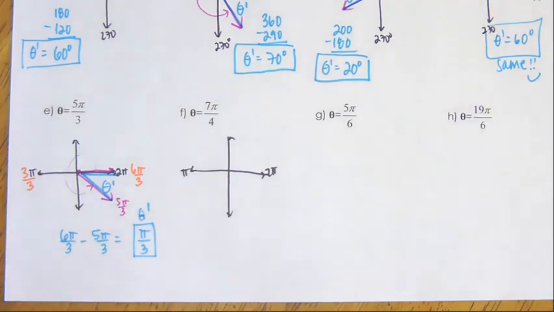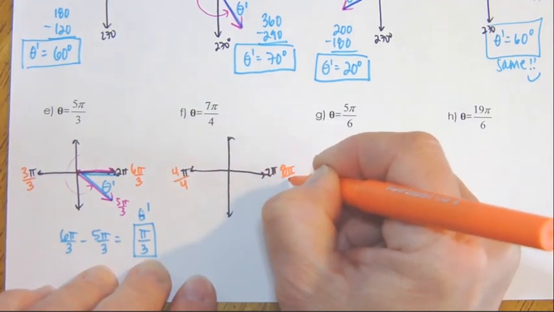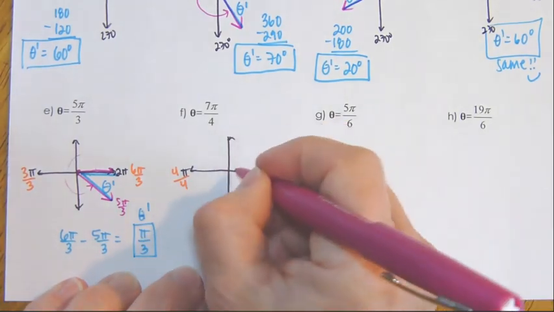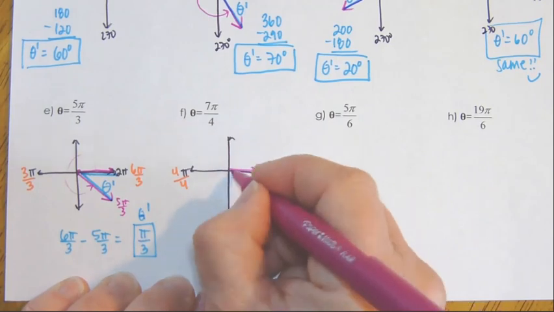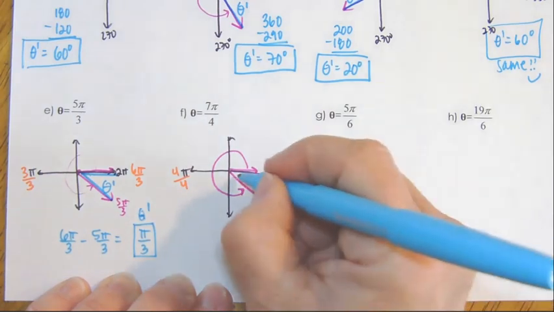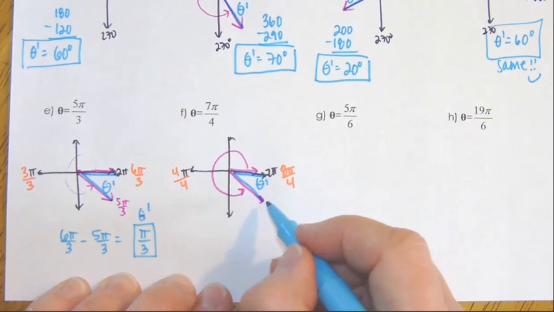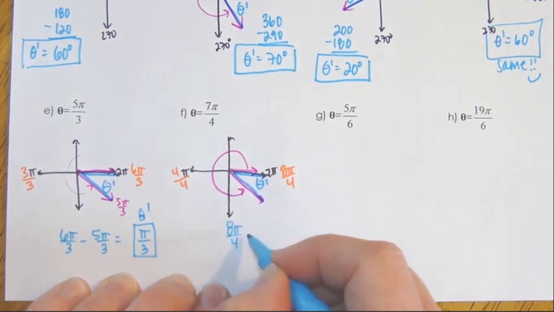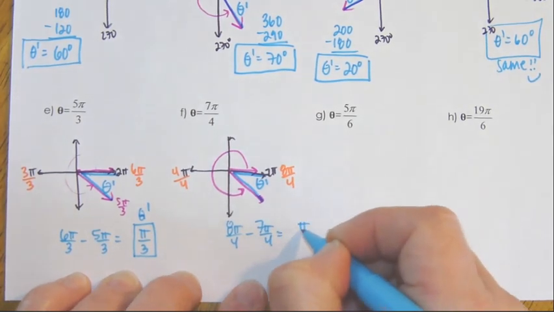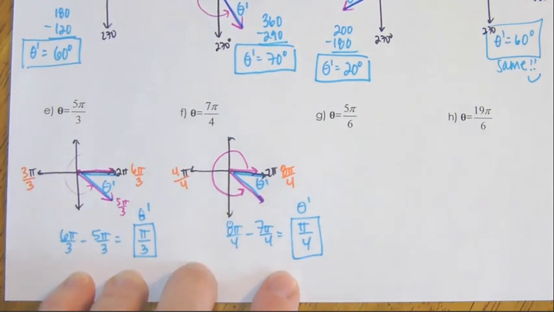This one is in fourths, so I'm going to change my pi to 4 pi over 4 and my 2 pi to 8 pi over 4. 8 over 4 is 2. My initial side is right here. 7 pi over 4 is going to end in this quadrant. It's going to go all the way around like that, which means my reference angle touches the terminal side and the x-axis. So to get this one, I'm going to have to do 8 pi over 4, a full circle, minus 7 pi over 4, which gives me a reference angle of pi over 4.